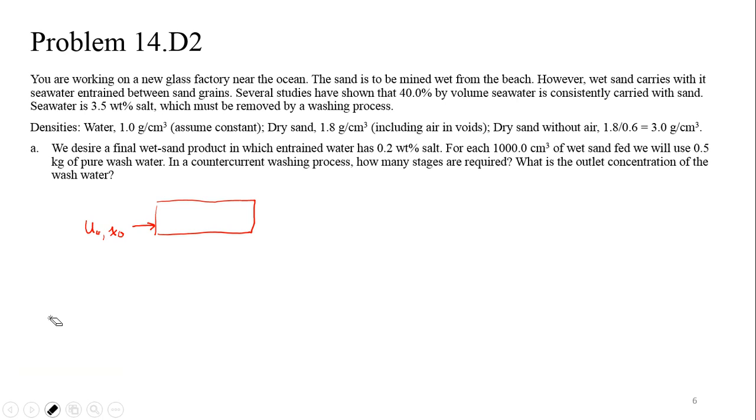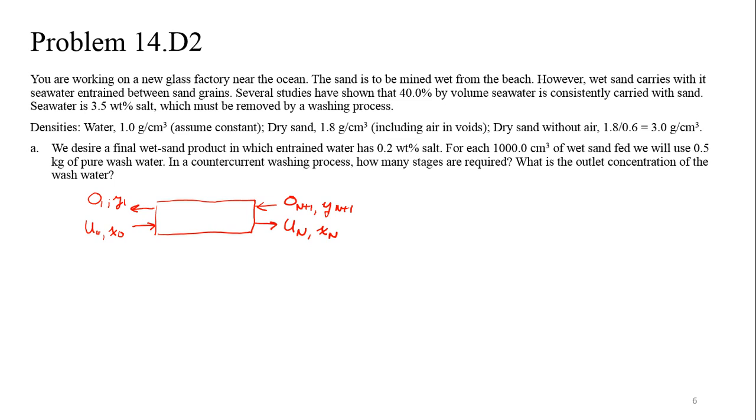And then we have coming out in this countercurrent configuration, we've got O1, Y1. And that means coming in over here, we've got O n plus 1, Y n plus 1. And coming out, we've got U sub n, X sub n. And we'll assume that we satisfy all the previous assumptions for treating these washing type problems.